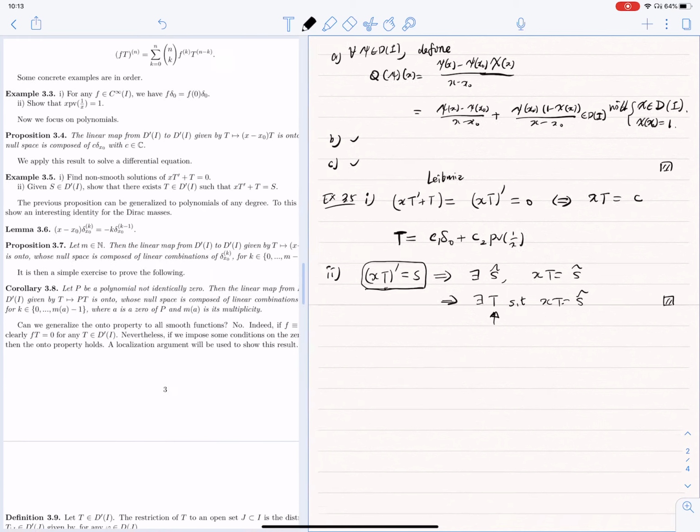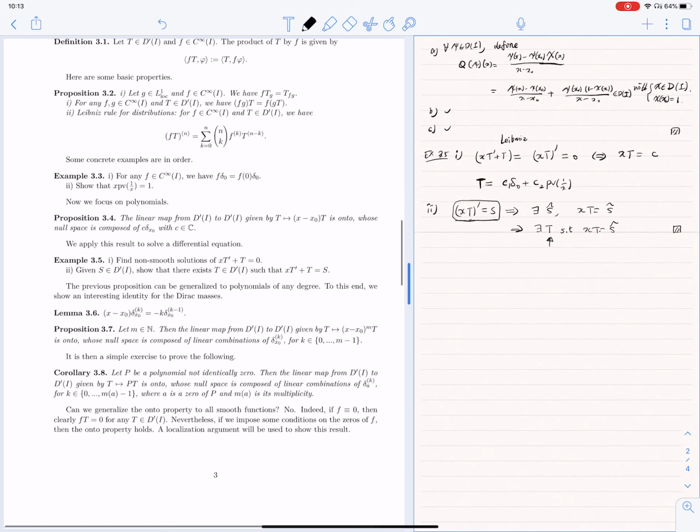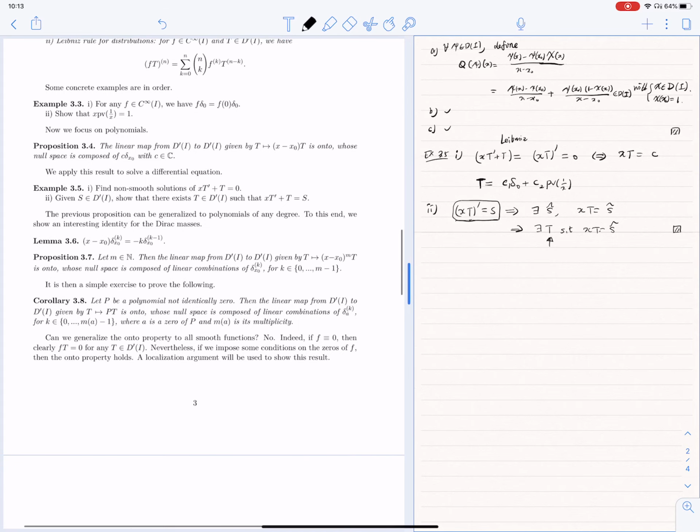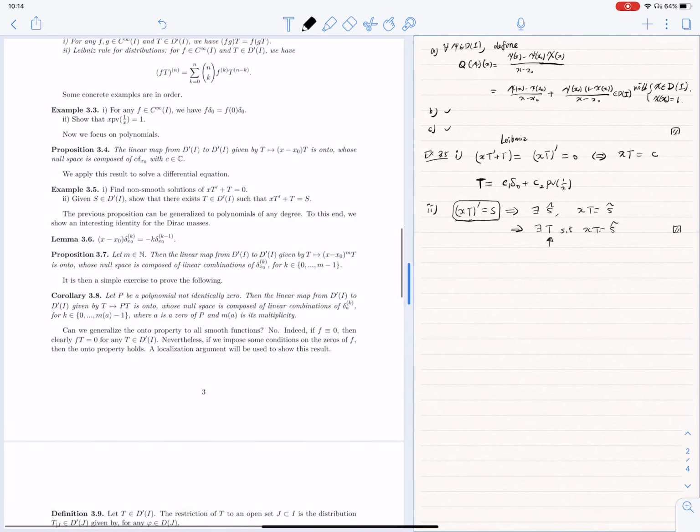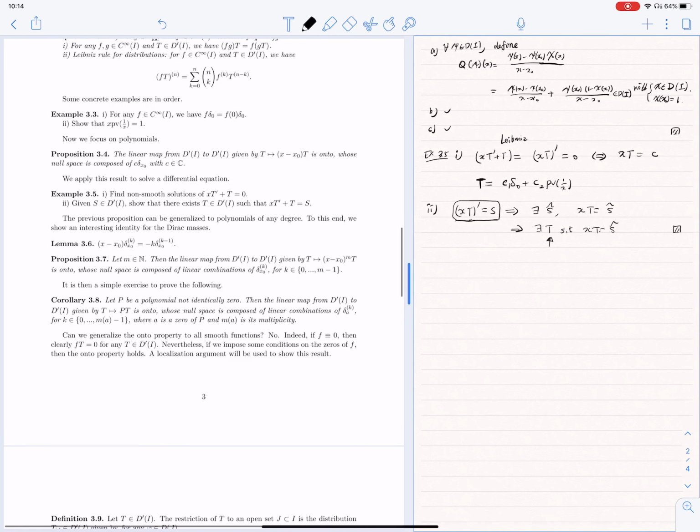Okay, so I'm done with this example, 3.5. We realized that the previous proposition handles only degree 1 polynomials, and we would like to generalize it to polynomials of any degree, right? It's quite a natural question to generalize that to any degree, and we can indeed do this.